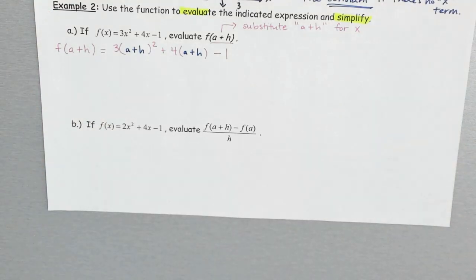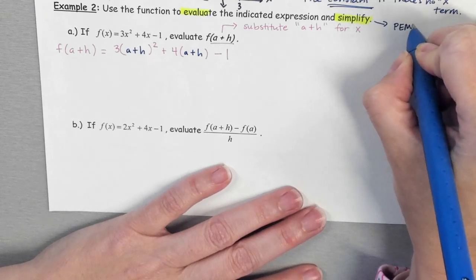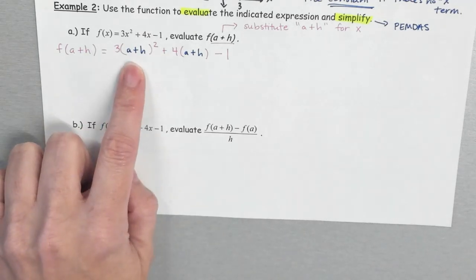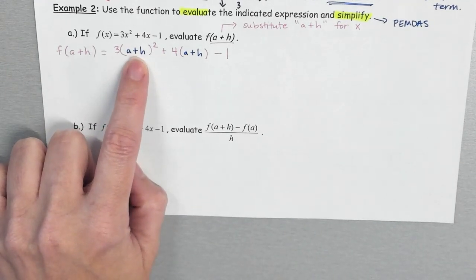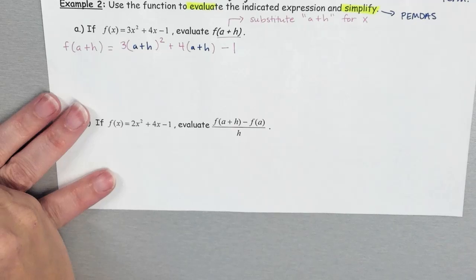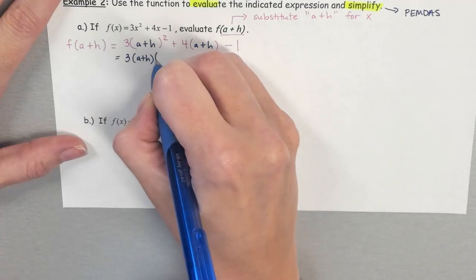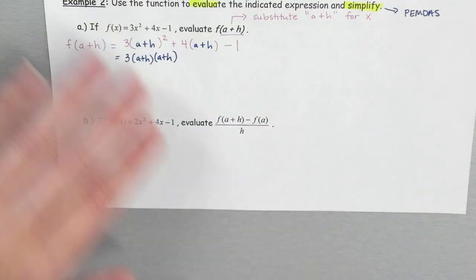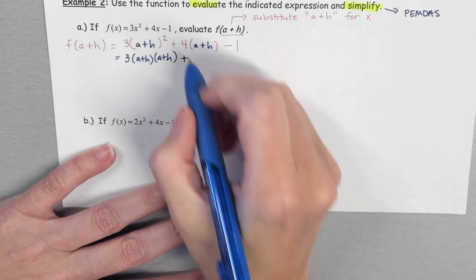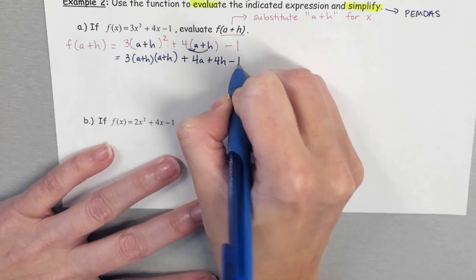Now, when you simplify, you have to use your order of operations. You have to simplify what's in parentheses if you can. You can't, because we can't add a plus h. Then you go to the exponent before you multiply and divide. So if you have a plus h squared, remember, it's a plus h times a plus h. And then here you can distribute: 4 times a, 4 times h is 4a plus 4h minus 1.